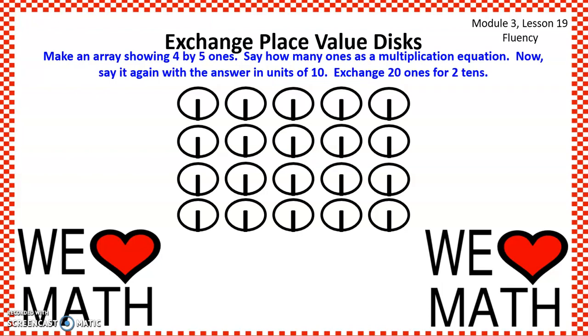Now let's make an array showing 4 by 5 ones. Say how many ones as a multiplication equation. Now say it again with the answer in units of 10. Exchange 20 ones for 2 tens. Let's see how that goes. Now 4 by 5 ones is 4 times 5, and 4 times 5 is 20.